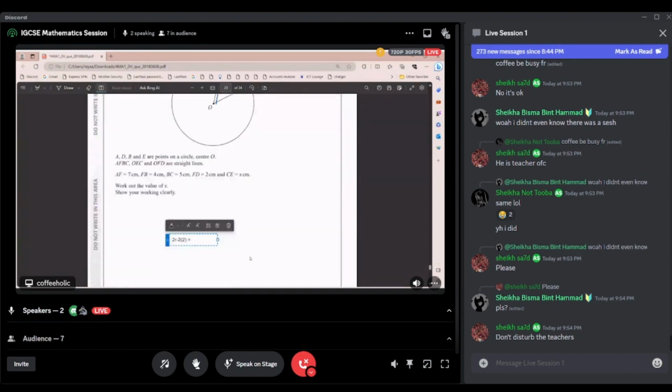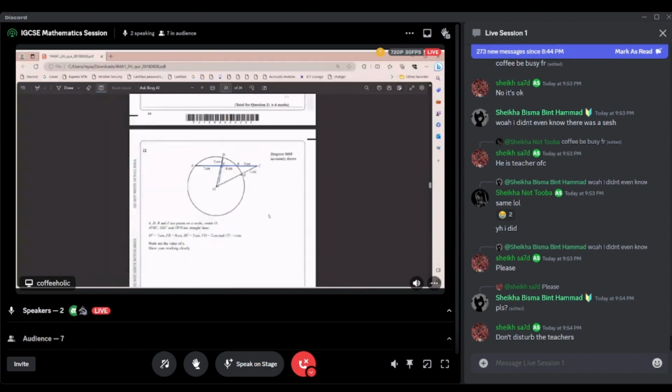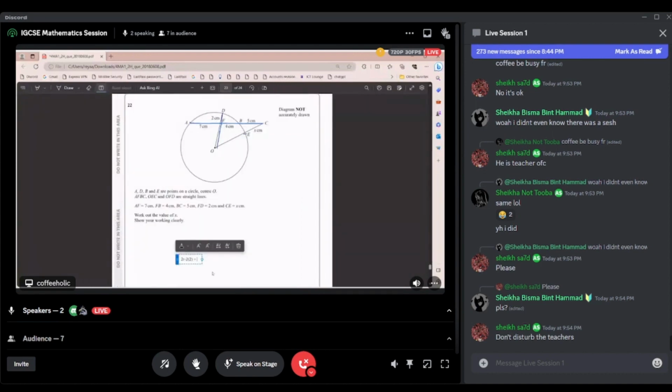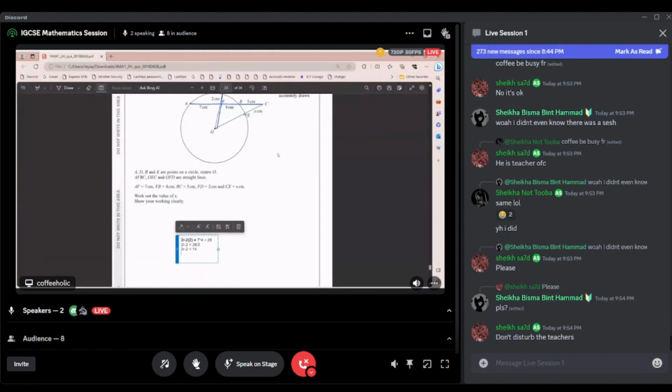Can you see it now? Yes, set that in 4, so that would be 28, right, and then 28 upon 2 equals 2r minus 2, because you take the 2 to the other side, so 2r minus 2 equals 28 divided by 2, and 2r minus 2 equals 14. That would then be 2r equals 16 and r equals 8. Does that make sense, guys?